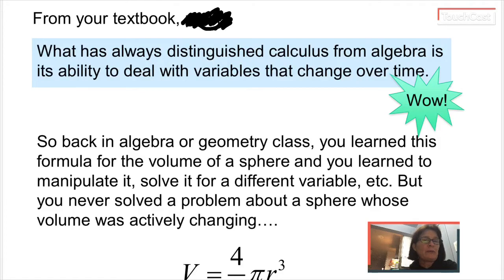Scholars, this is a quote from your textbook. What has always distinguished calculus from algebra is its ability to deal with variables that change over time.